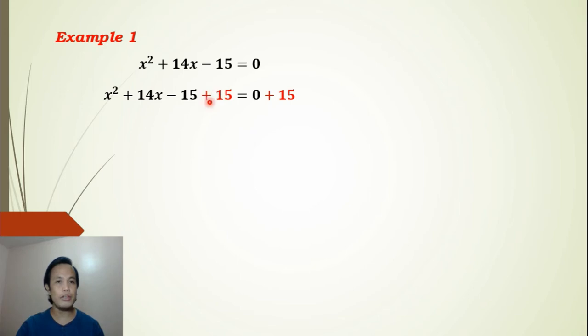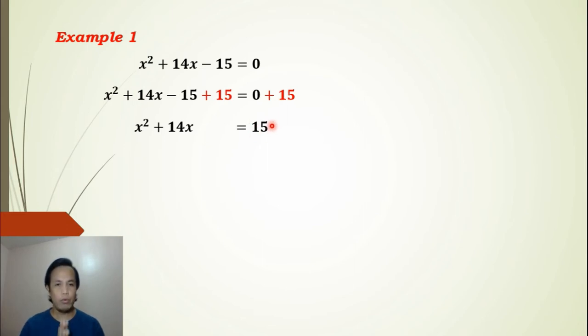This will become 0. And since this is an equation, we also add 15 at the right side of the equation. So the resulting equation becomes, we copy the first and the second term, x squared plus 14x. So this is now 0. Then we have at the right side of the equation, 0 plus 15 is of course 15.